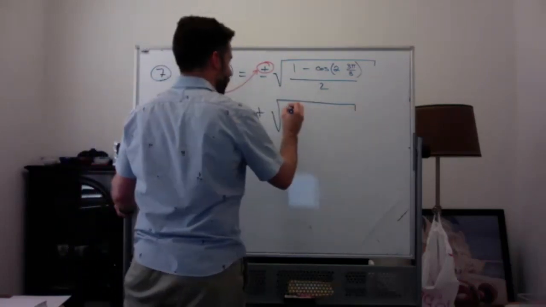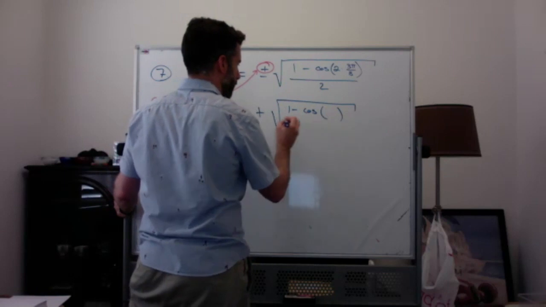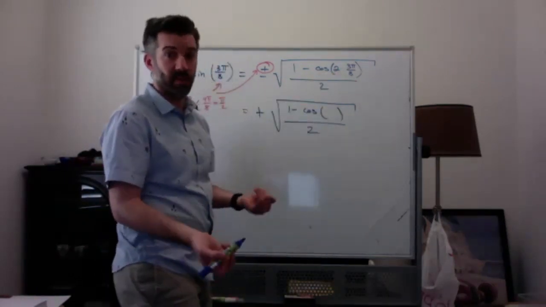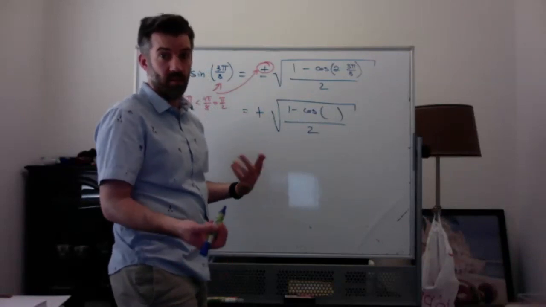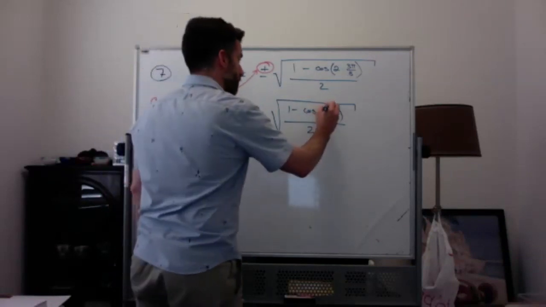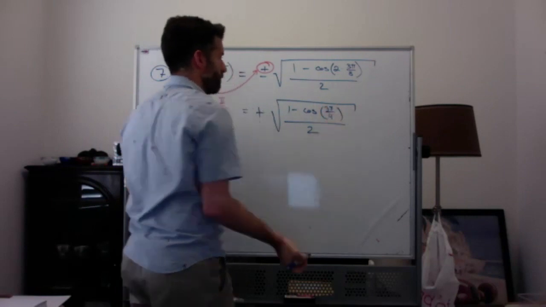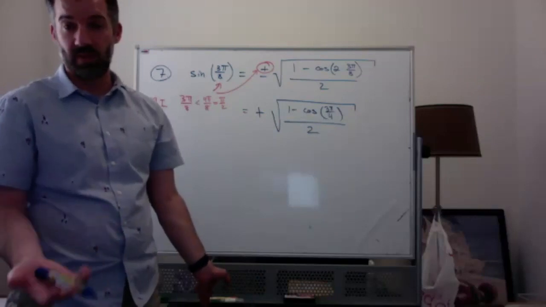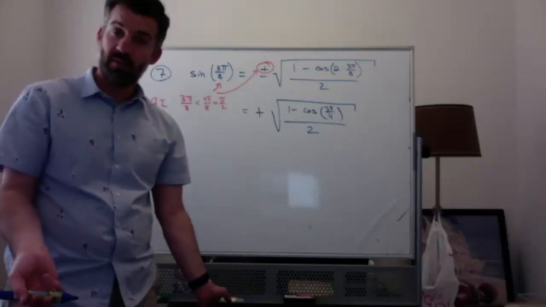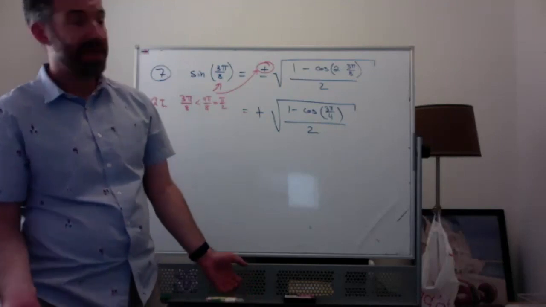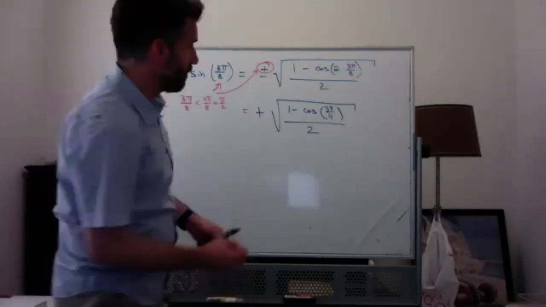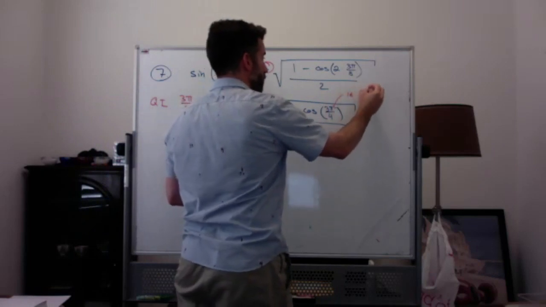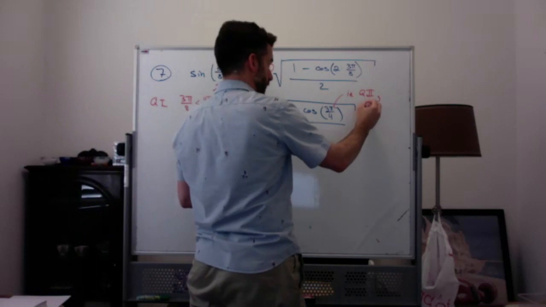Square root of 1 minus cosine of, so 2 times 3 pi over 8 is going to be 3 pi over 4, because the 2 and the 8 will cancel out and you'll leave a 4 behind. So now I know that cosine of 3 pi over 4 is something with a root 2 over 2. It's either positive root 2 over 2 or negative root 2 over 2. In this case, since 3 pi over 4 is in quadrant 2, we know that cosine is negative.